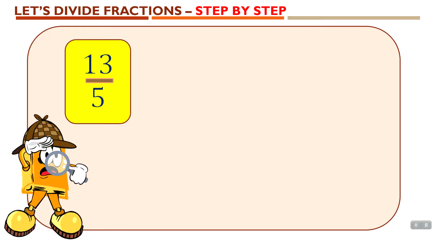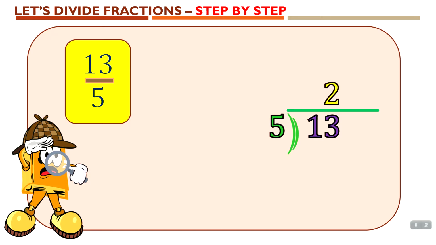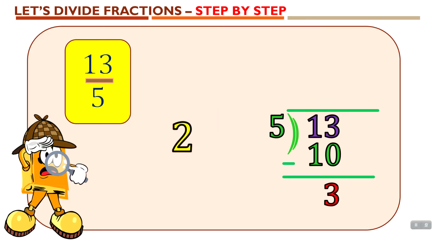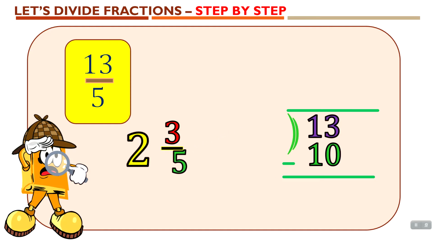Let's try 13 over 5, or 13/5. 13 over 5 can be represented as 13 divided by 5. 5 into 13 goes twice. 5 times 2 is 10, and 13 take away 10 is 3. So 13 over 5 can be represented as 2 and 3 over 5. 2 and 3 over 5 is a mixed fraction, whereas 13 over 5 was an improper fraction.